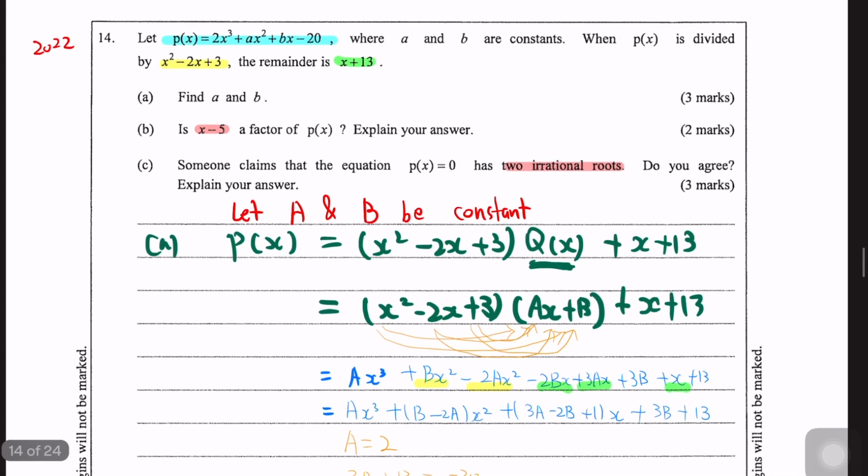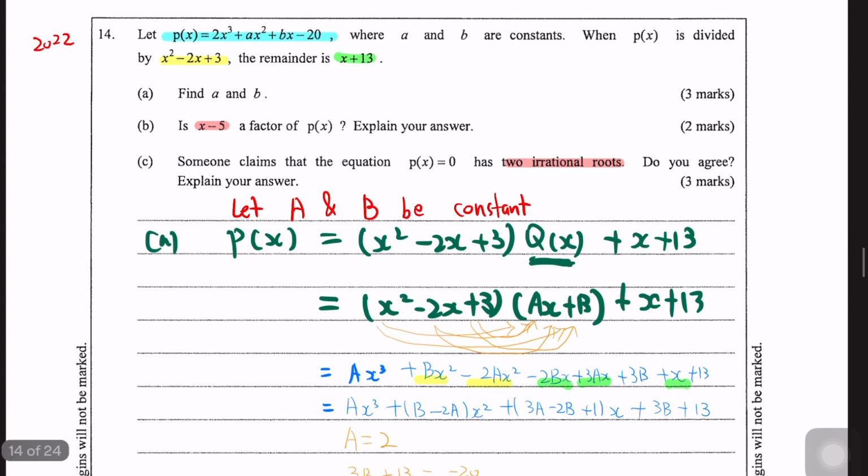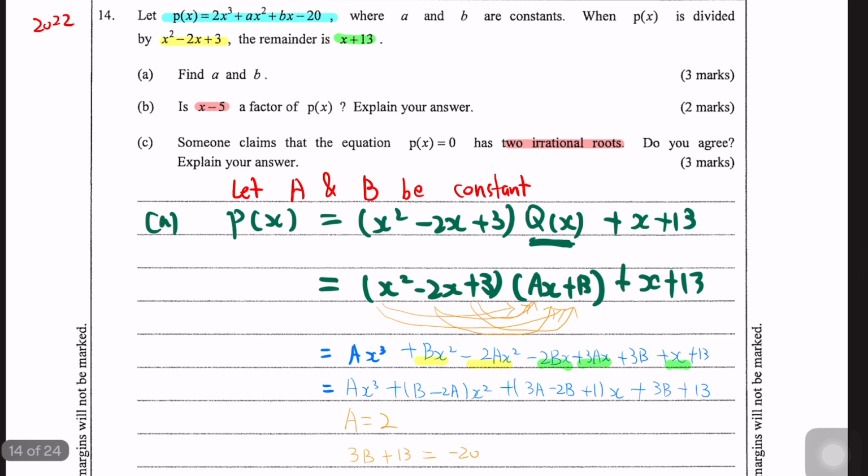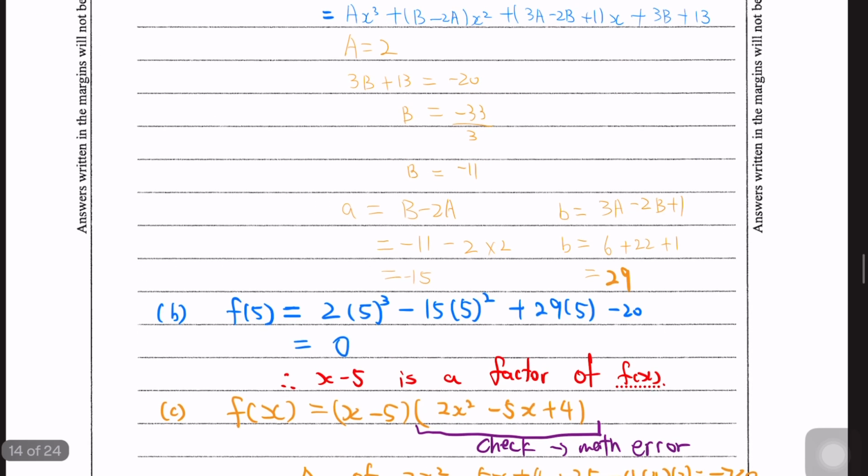Question B, is x minus 5 a factor of p(x)? So if it's a factor, when we put x equals 5, it will be 0, right? So use the factor theorem to test. So we put in 5, and then we found that, oh, actually it equals 0. Remember to put in the a and b we just found.